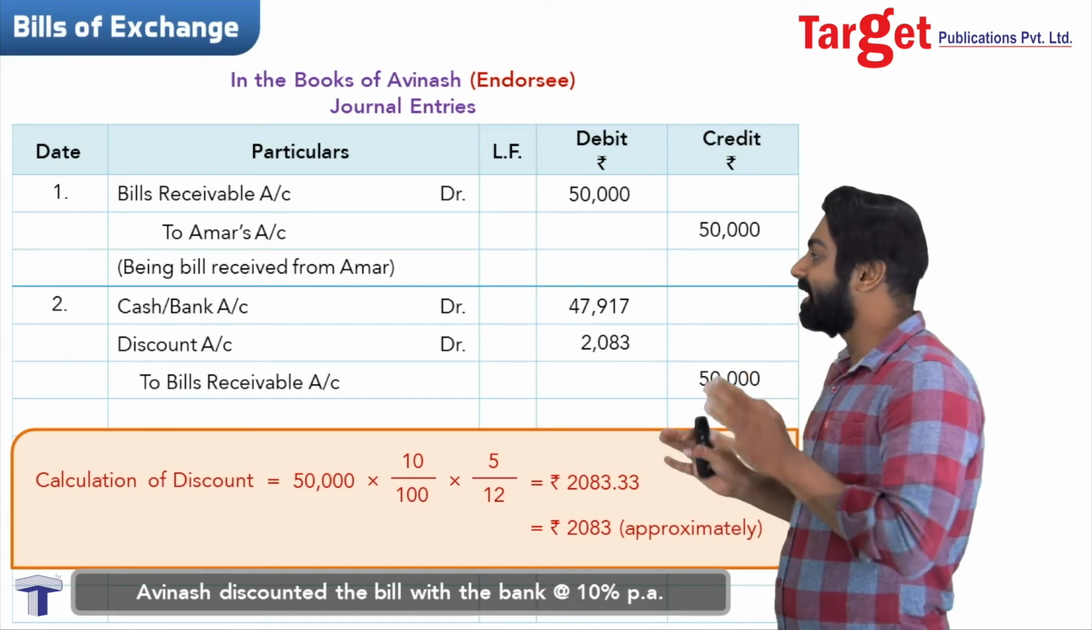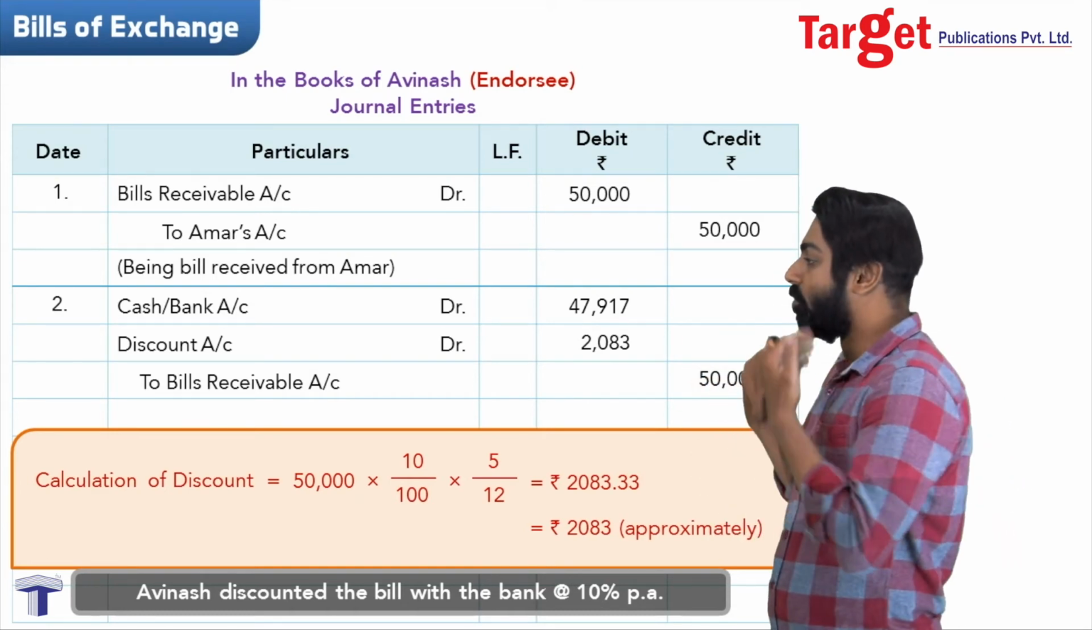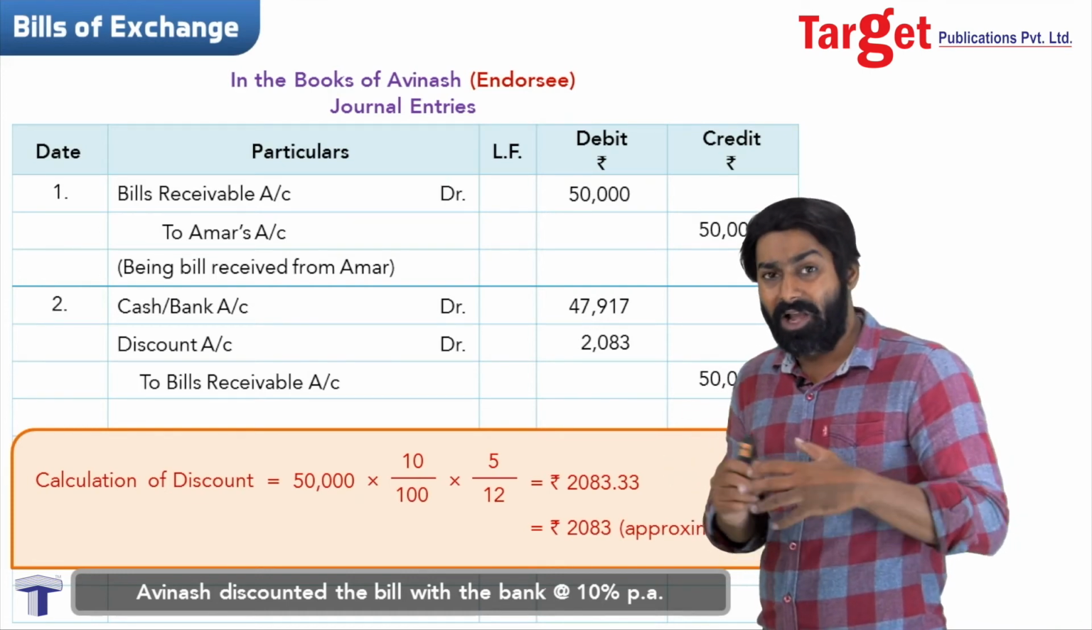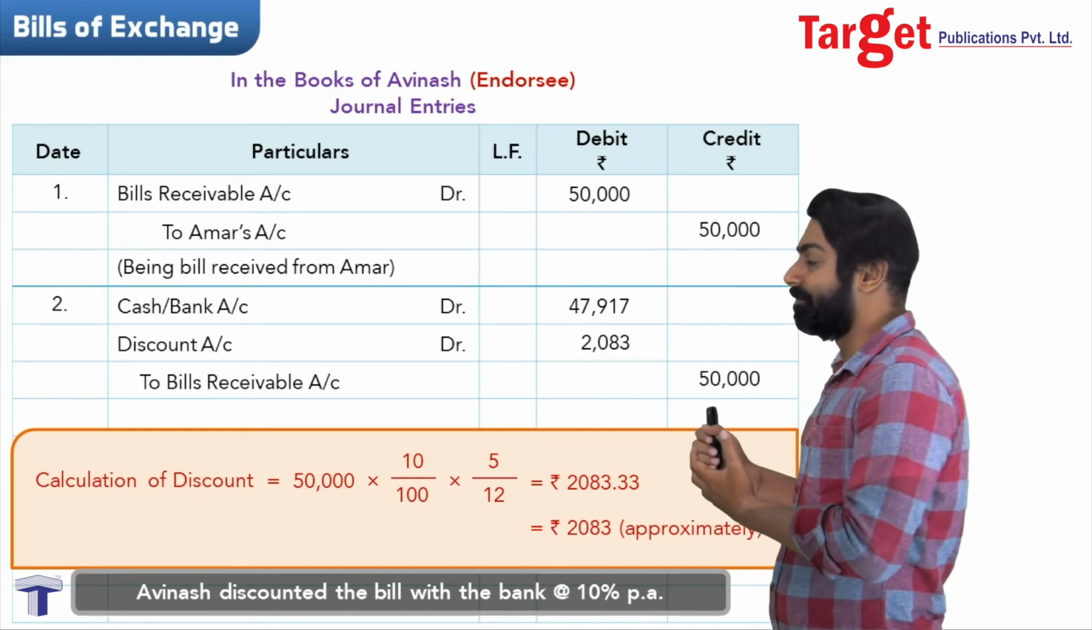Now, Avinash has nothing to do with this bill. Why? Because the bill goes out. Who has the bill now? It has gone to the bank. I hope you are understanding. I hope you are getting me.